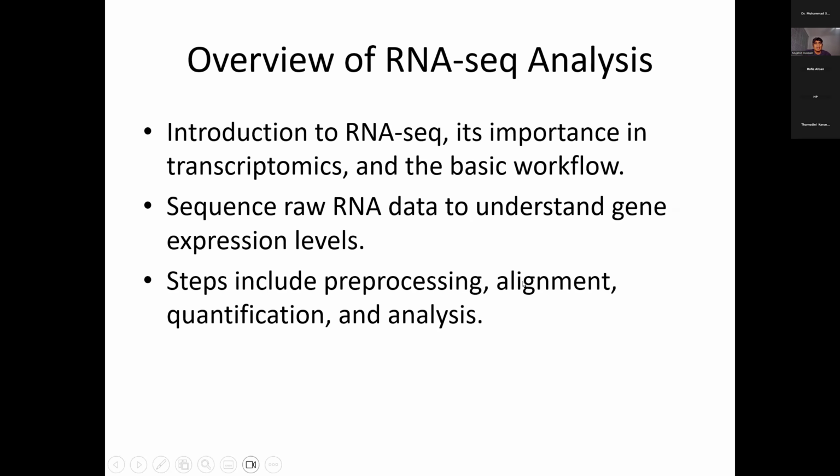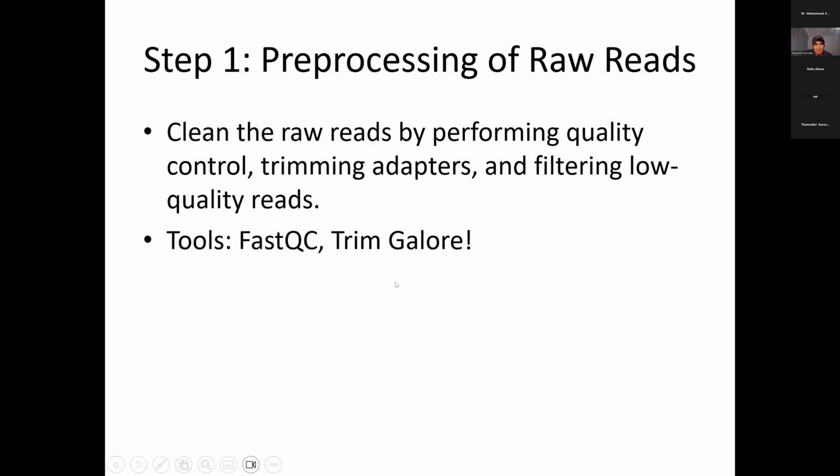So here is the overview of the RNA-seq analysis approach. How are we going to do it? The first step, as we have already learned, is that the reads we get will be really small. Each sample will contain millions of reads, sometimes billions of reads. These reads will be really short, 100 to 150 nucleotides.